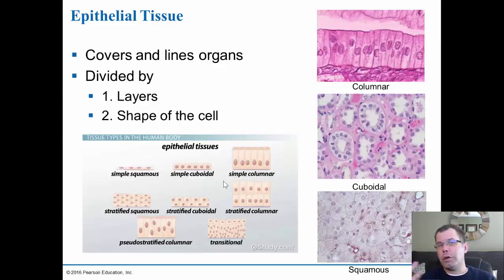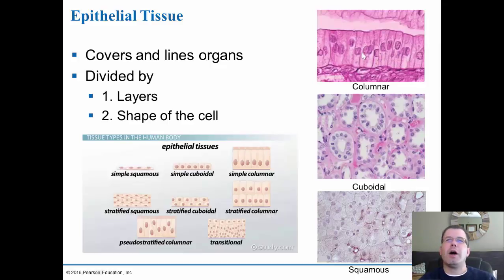Now, if you have more than one layer, you're typically called stratified. So if you have two or more layers, you're called stratified. And again, you can have all three of these types as stratified layers. So you have stratified squamous, stratified cuboidal, and stratified columnar. And this just shows you some microscopic pictures of these.